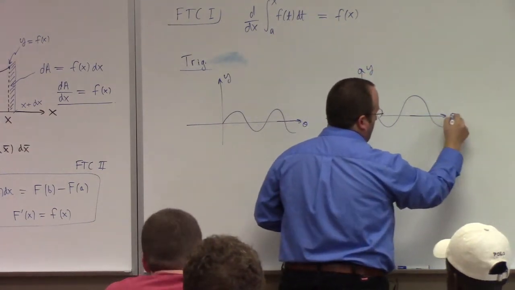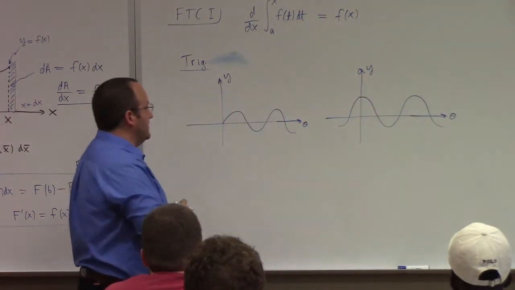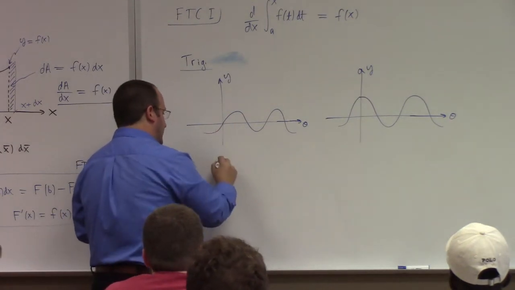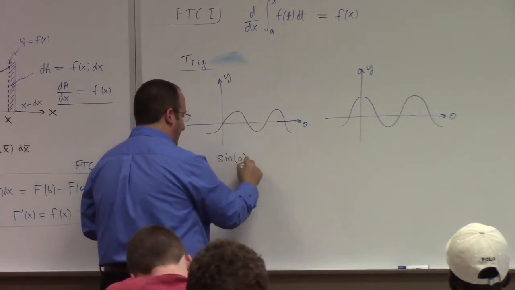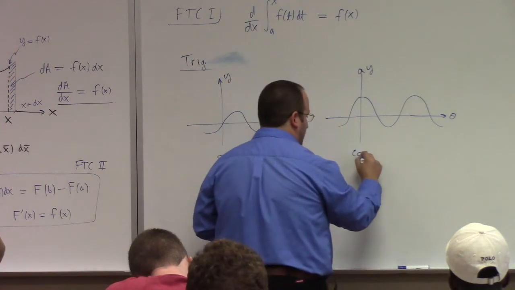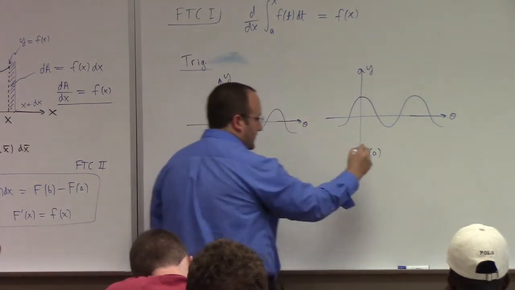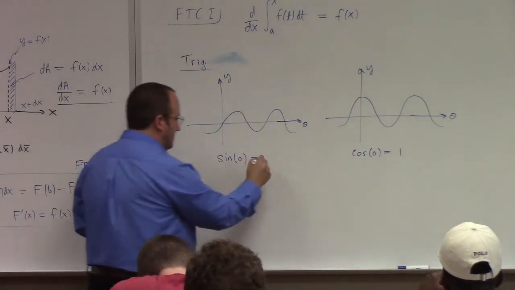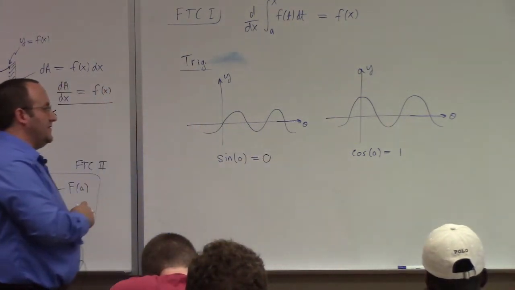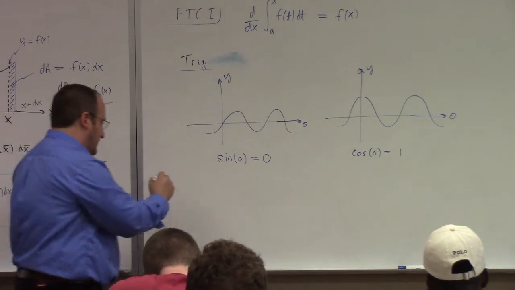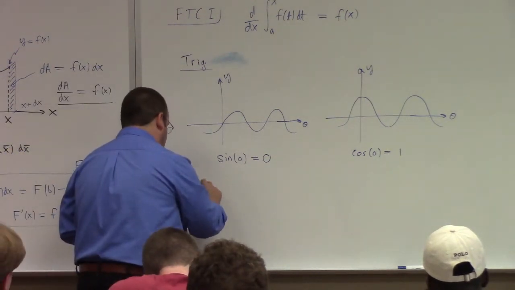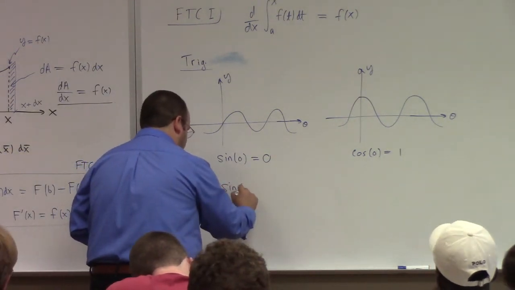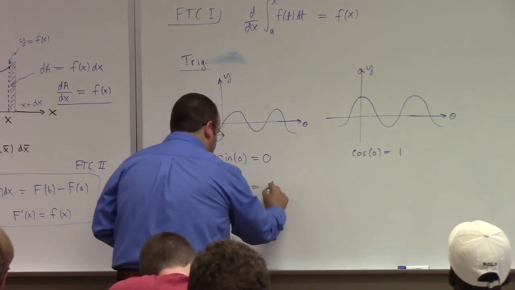You should, of course, know the graphs of these things, right? So what's sine of 0? What's cosine of 0? I heard cosine of 0 is 1. Very good. Sine of 0? 0. Let's see here. Another fun question. Call this example 1. What if I wanted to solve, say, sine of theta equals 1?